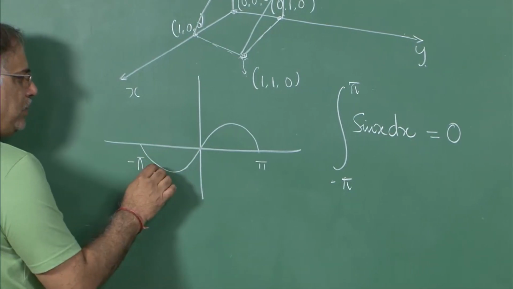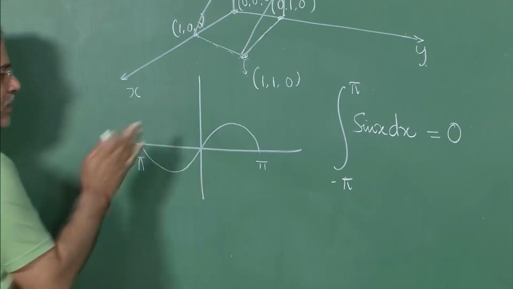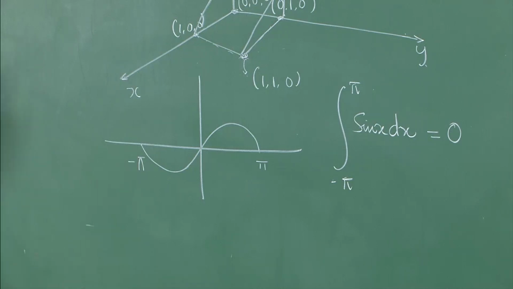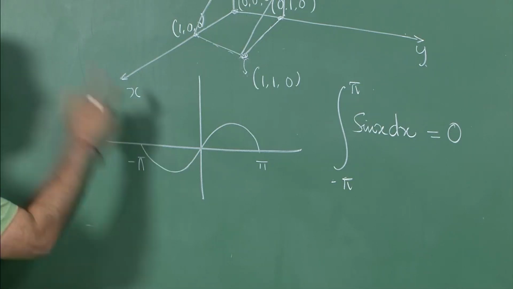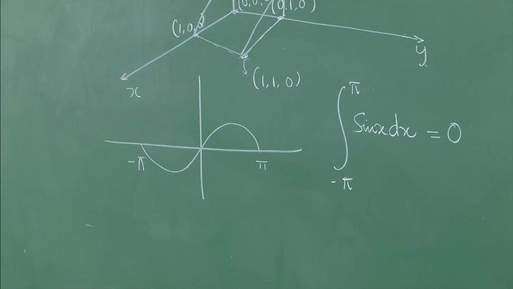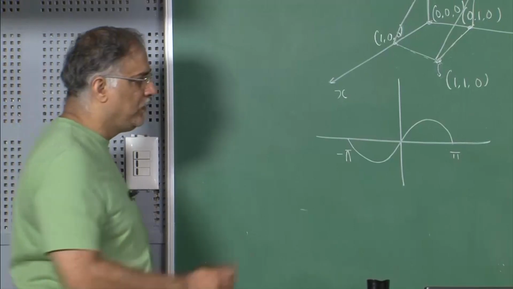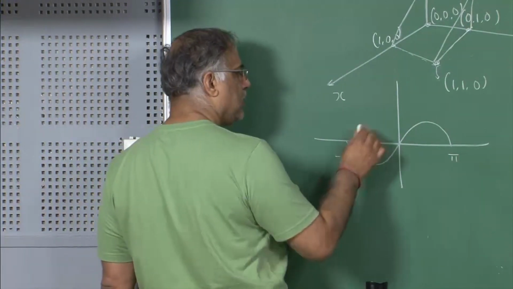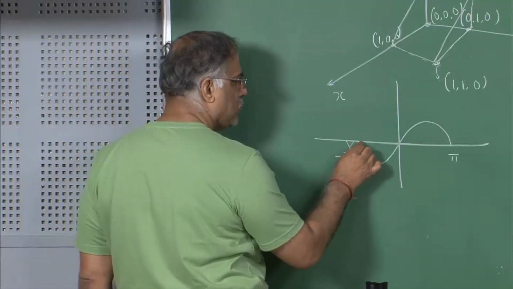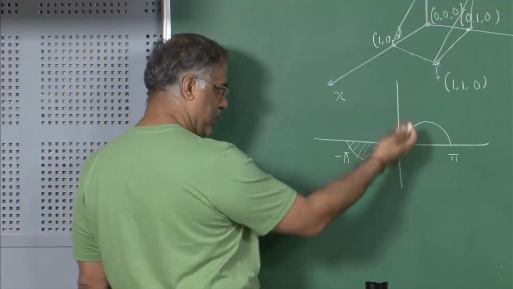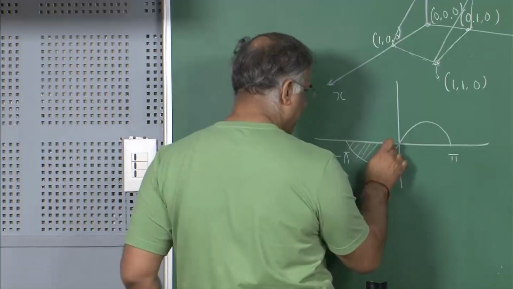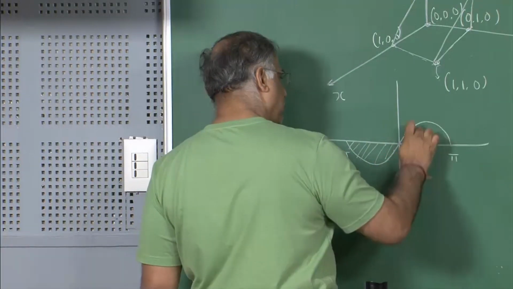What is the meaning of area under the curve? Here I am looking at the area above the curve. What is the area under the curve? If I still want to talk about area under the curve or area above the curve, then it has to be something like this. Because it is negative, from symmetry I am taking this area plus this area.